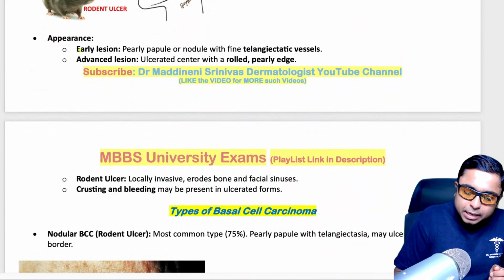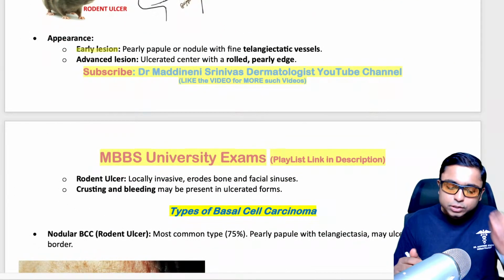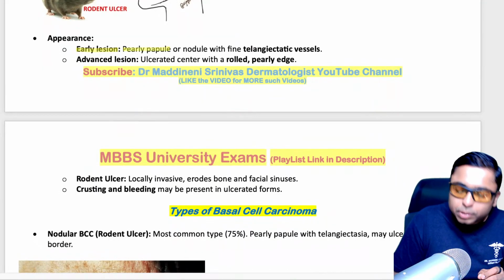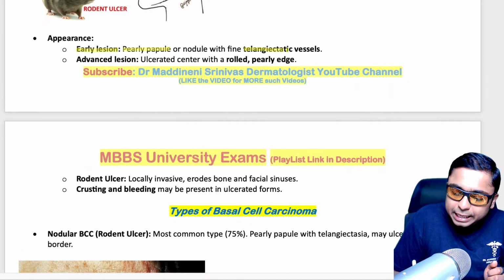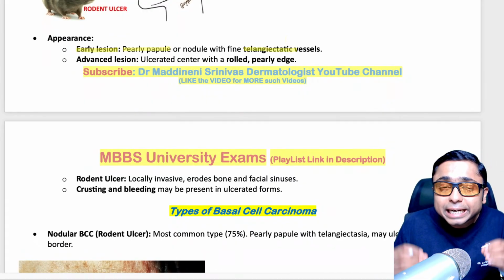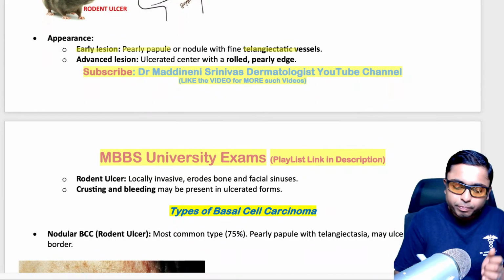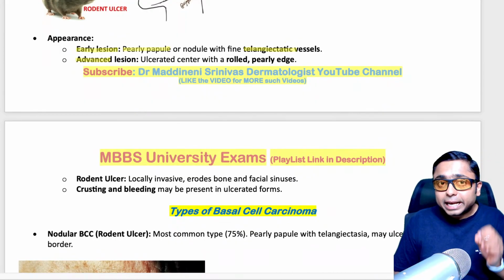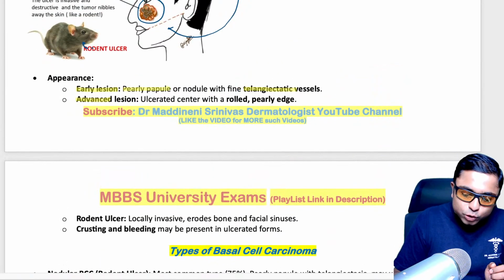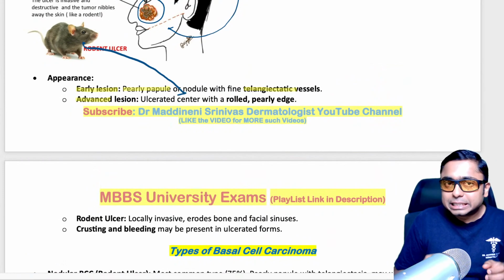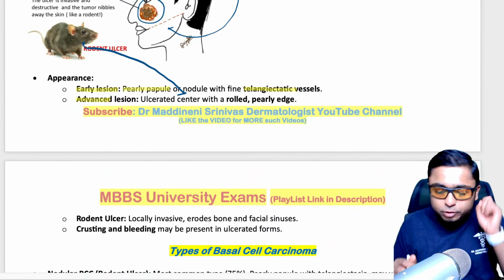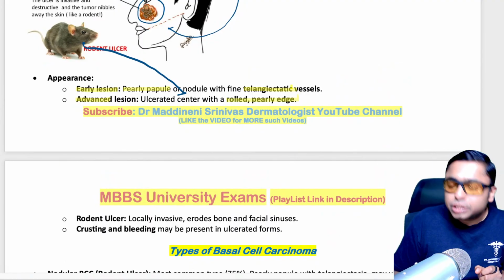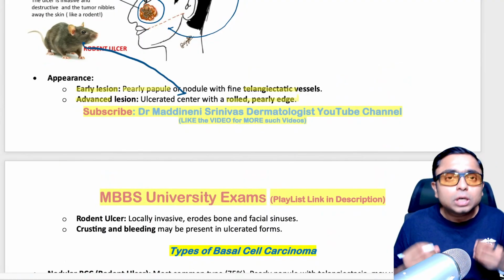How does it appear? Early on, the lesion is going to appear as a pearly white papule or a nodule which will have telangiectasia, that is dilated blood vessels, on its surface. In the advanced stage, like I have told you, just like this rat is going to eat away the skin, there is going to be formation of ulceration. And here there is one more description which you should remember. The edges are described as rolled out edges.